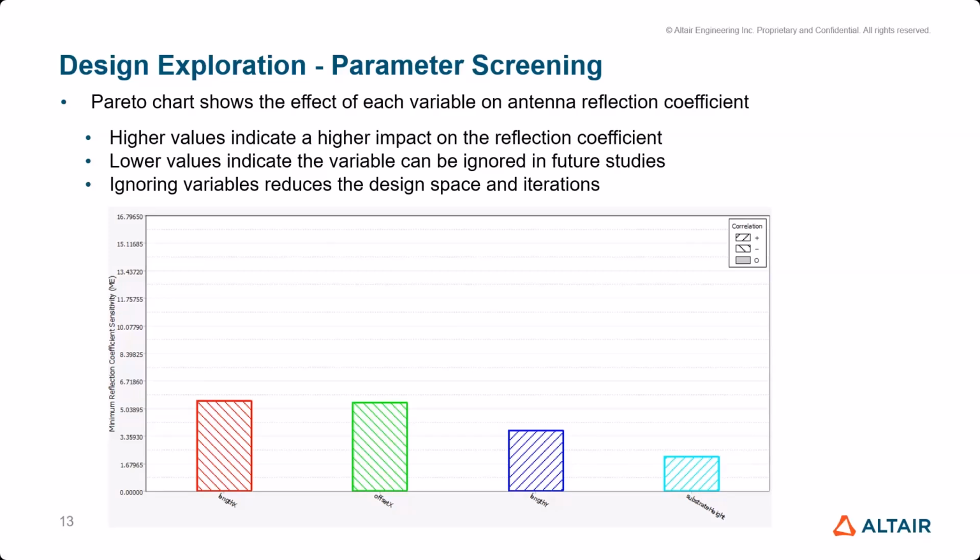This can help you in deciding which parameters are not of significant importance to your study. So in further optimizations, or in further modifying or rectifying your antenna design, you can ignore those variables, and that can save you some design space as well as iterations. In this particular model, for example, the length X of the patch had more of an impact on the reflection coefficient compared to the substrate height.